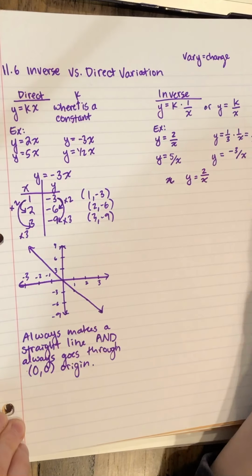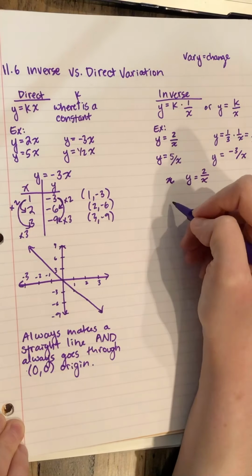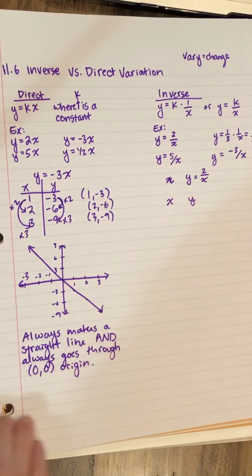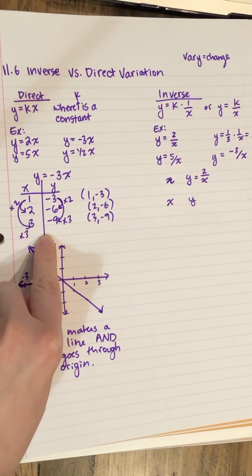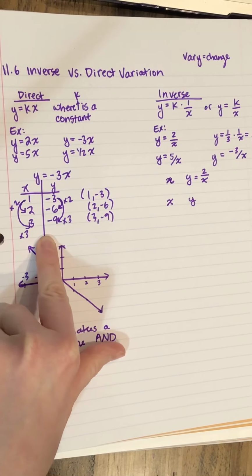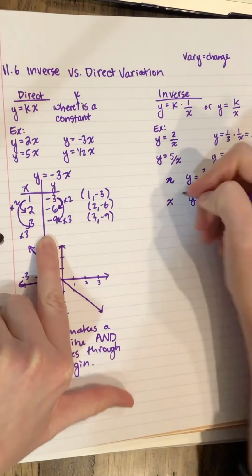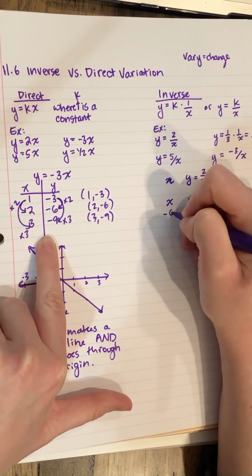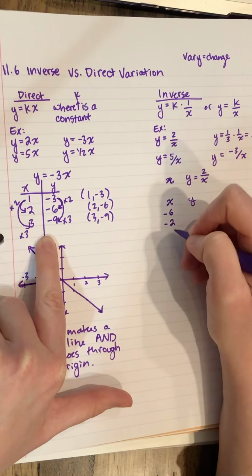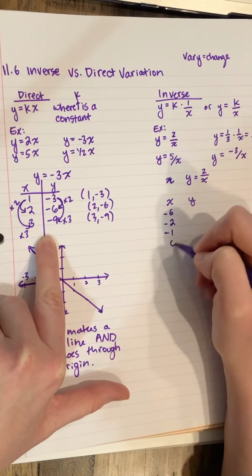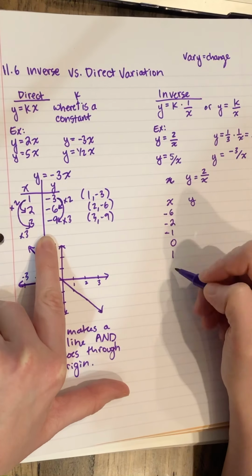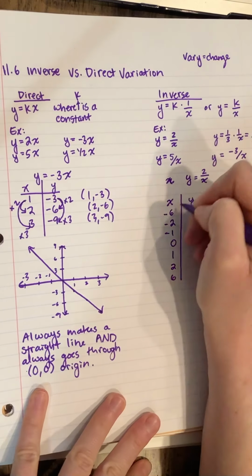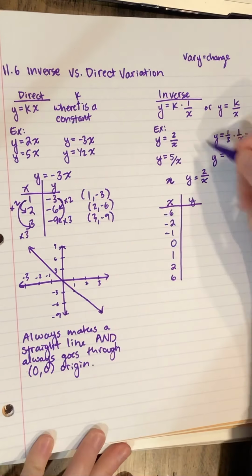So if you were to make a table for this, x, y, we're going to make it a lot bigger than this table, and I'm going to show you why in just a second. But let's use -6, -2, -1, 0, 1, 2, and 6. We're gonna need this big table in a second.